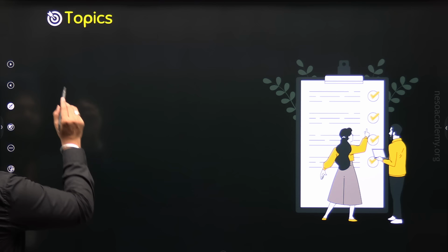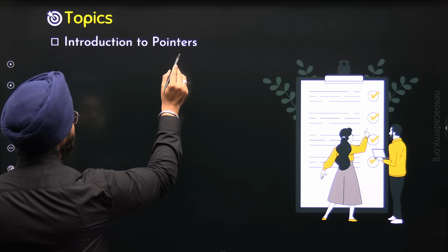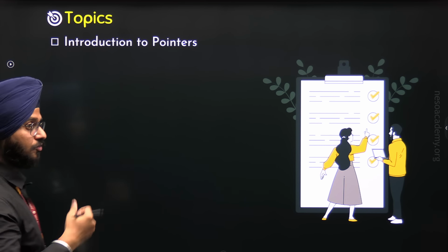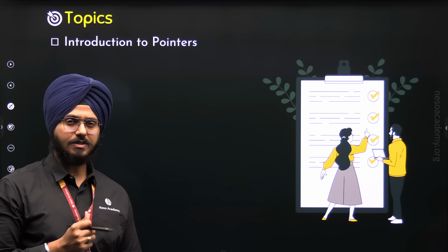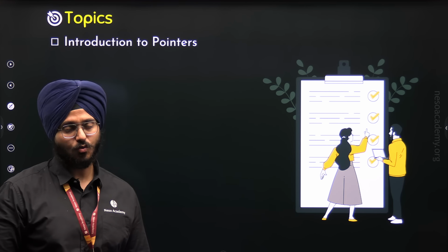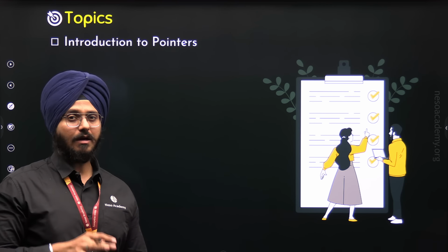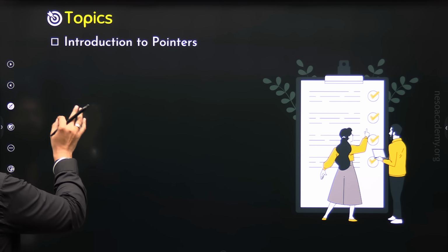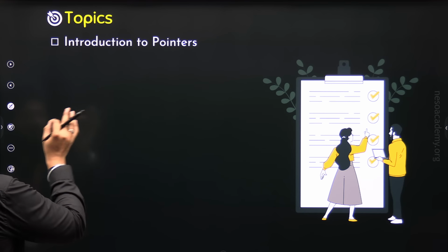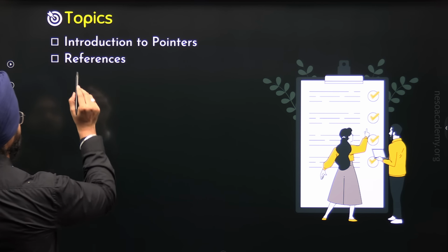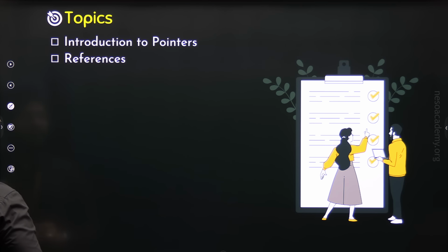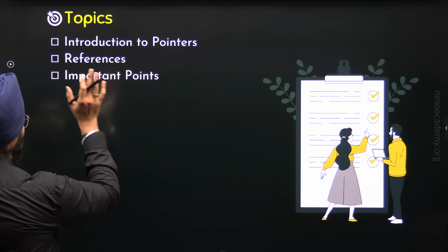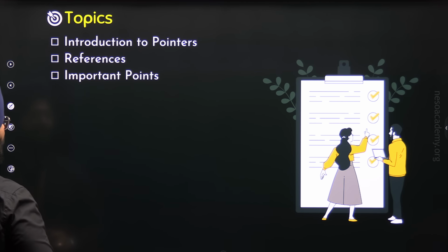The first topic of this lecture is Introduction to Pointers. First, I will introduce you to pointers because understanding the basics of pointers is quite important for us to properly understand the concept of references. After getting the basics of pointers, we will then move to the second topic where we will understand references properly. And after understanding references, I will give you some important points about references as well. So these are all the topics we have in this lecture.